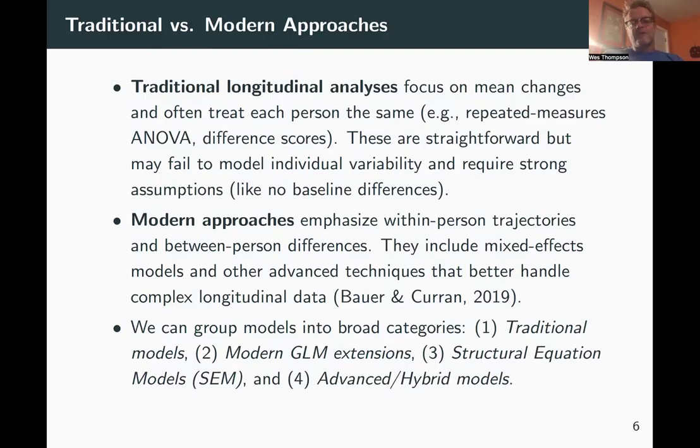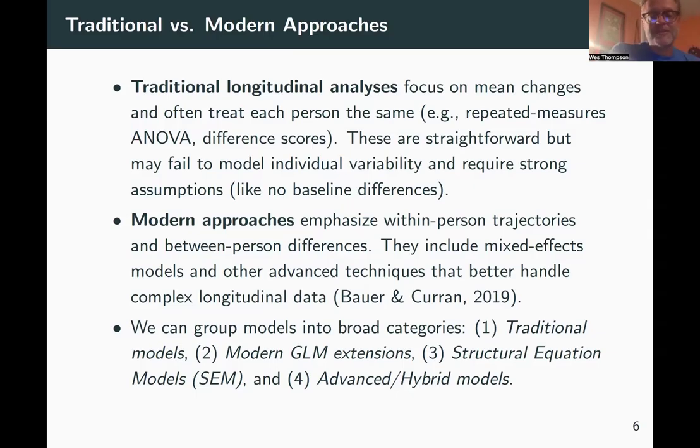So traditional versus modern approaches. Traditional longitudinal analyses focus on mean change and often treat each person the same. So, for example, repeated measures ANOVA and difference scores. These are very straightforward, but may fail to model individual variability and require strong assumptions like no baseline differences or parallel trajectories or linear trajectories. And so the traditional approaches, while still applicable in many instances and useful, are limited in what they can do and the assumptions that they make.